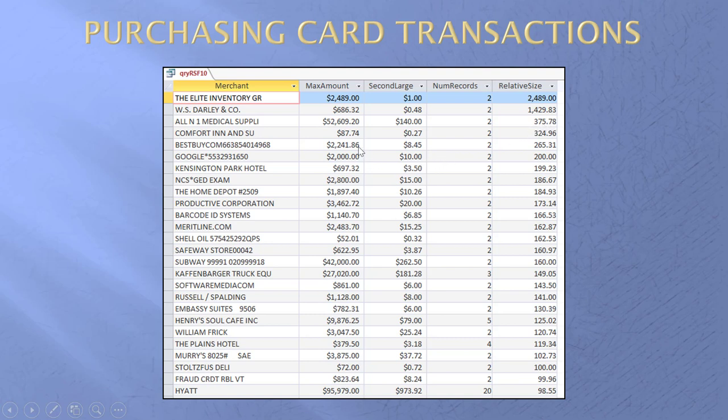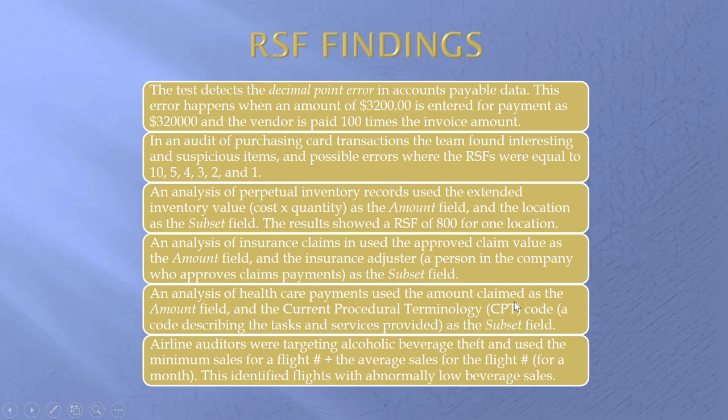Again, what we are looking for are cases where this large number is actually an error, as the 600,000 was, or the transaction is correct, but we entered it wrong and we made a mistake, which is why it is so high. Let's go to the bottom here and look at the Hyatt. These are purchasing card transactions. One large payment for 95,000, the second largest 973, and we have a huge ratio of just under 100. The test works very well.